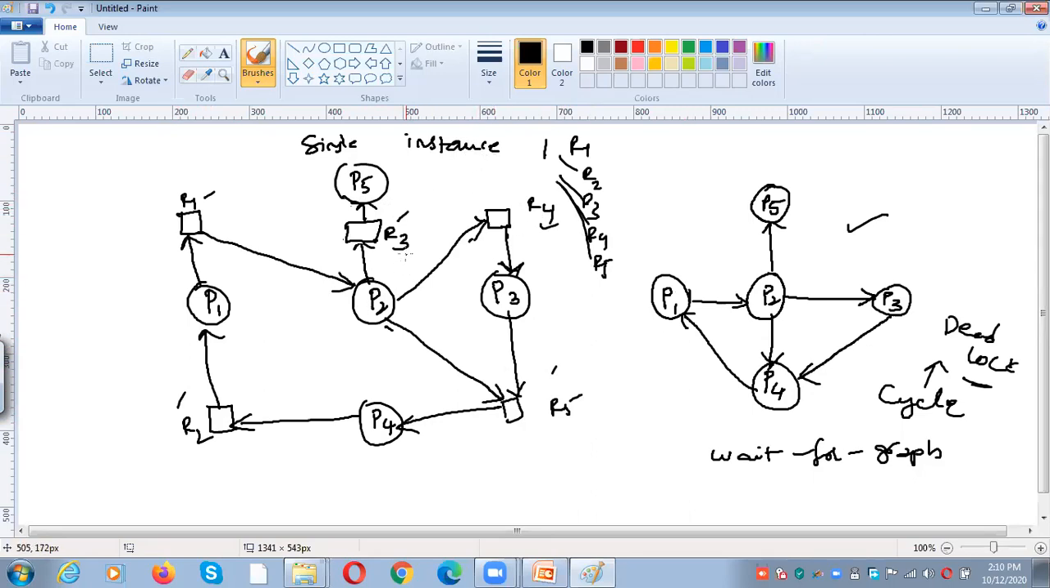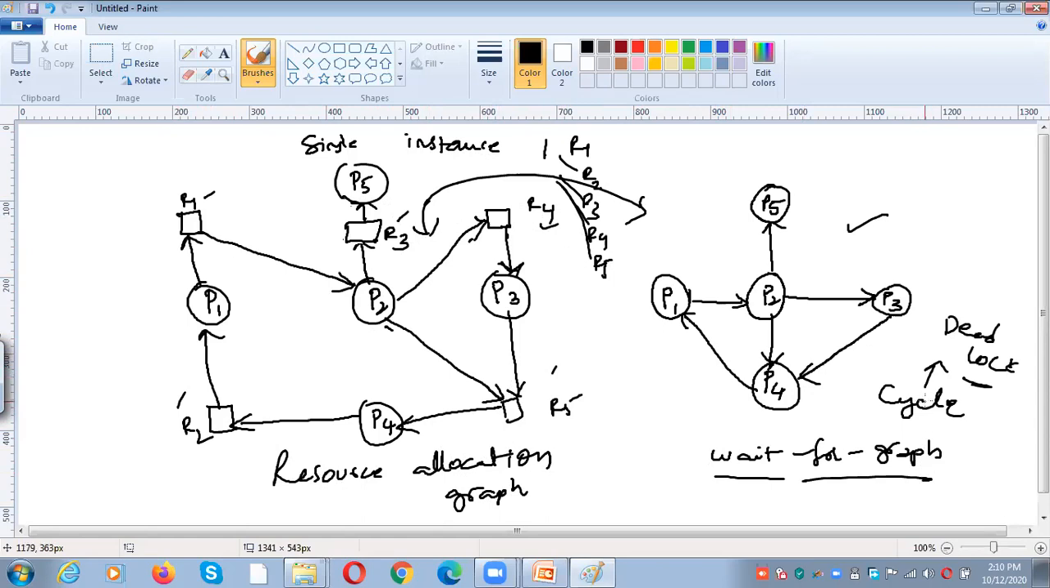So this is called a single instance resource allocation graph. This is called a resource allocation graph because it shows how the resources are allocated to the processes. That is the reason it is called a resource allocation graph. By using this resource allocation graph, you need to draw the wait for graph. If there is a cycle, then there is a deadlock. Observe here.